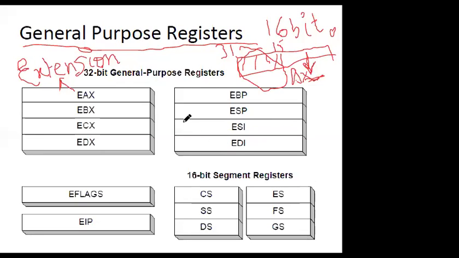When the IA32 is operating in its own mode, rather than real addressing mode, it will use all 32 bits of the GPRs. So we have 8 GPRs, and we have EFLAGS and EIP. They are also 32 bits in this case.